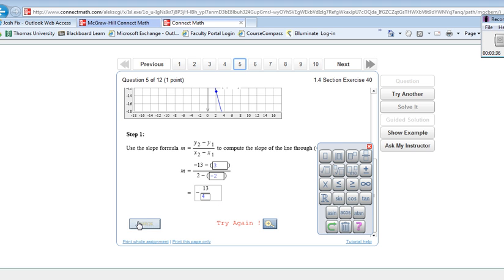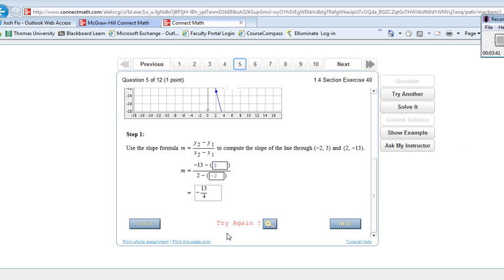And I don't know why it's not going anywhere. Let me hit pause and be right back. Holy moly, that's slightly embarrassing.